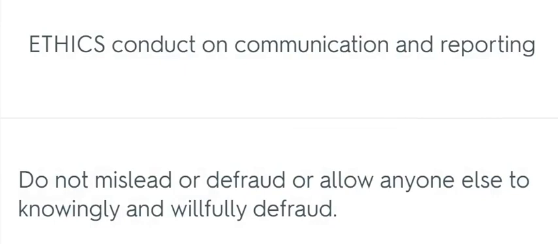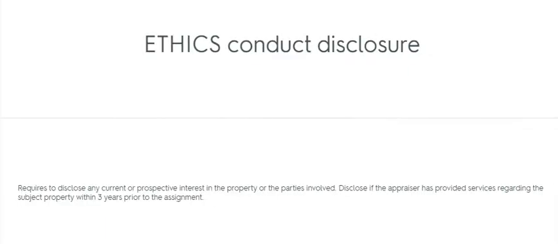Ethics conduct on communication and reporting. Do not mislead or defraud, or allow anyone else to knowingly and willfully defraud. Ethics conduct disclosure. Requires disclosing any current or prospective interest in the property or the parties involved. Disclose if the appraiser has provided services regarding the subject property within 3 years prior to the assignment.